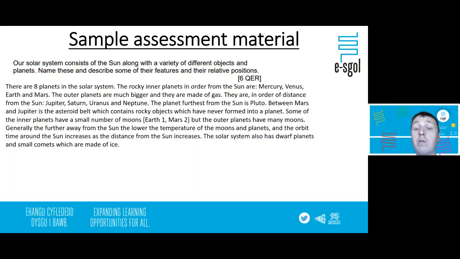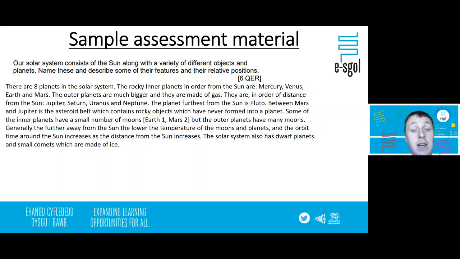The planet furthest from the Sun is Pluto. Between Mars and Jupiter is the asteroid belt, which contains rocky objects which have never formed into a planet. Some of the inner planets have a small number of moons, so 1 for Earth, 2 for Mars, but the outer planets have many moons. So you can see now it's a lot clearer to describe the planets, positions and features of the 8 planets.